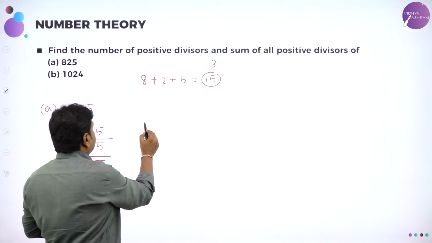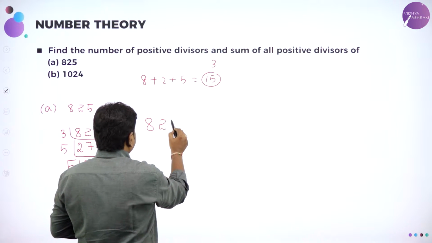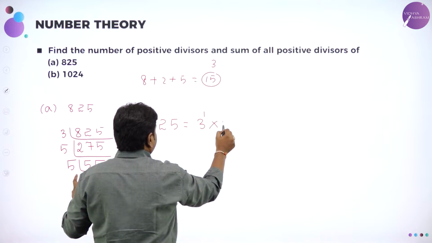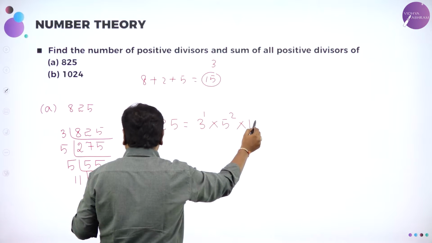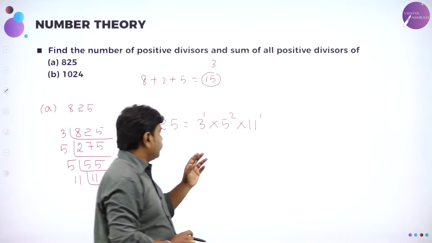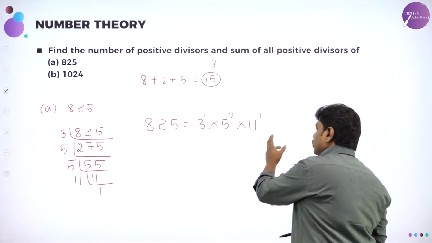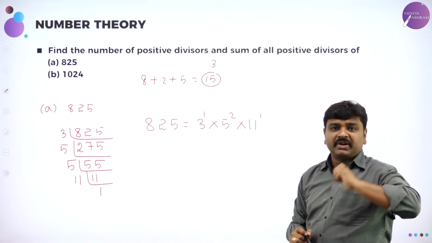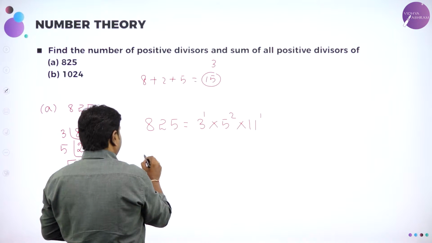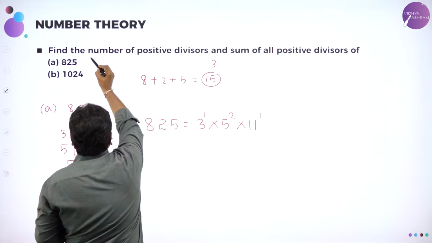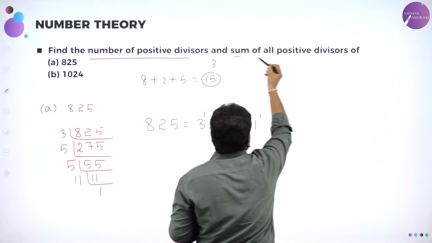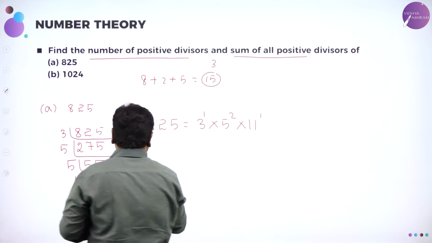Now the number 825 can be written as 3 power 1 into 5 power 2 into 11 power 1. So now I wrote the given number in the form of 3 power 1 into 5 power 2 into 11 power 1. So now we'll apply this and solve the problem. That is, they want you to find the number of positive divisors. Then they want the sum of positive divisors. So first we'll find the number of positive divisors.